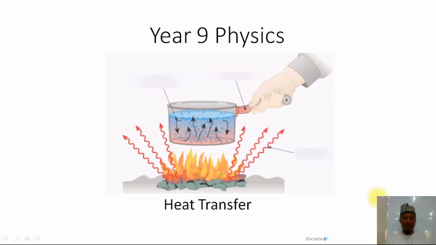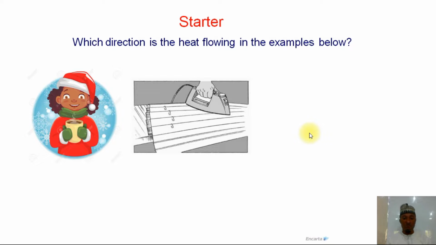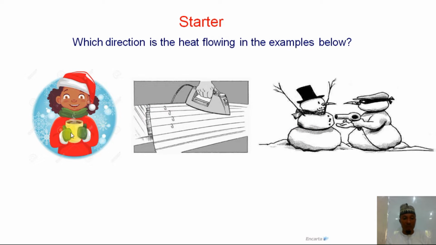In today's lesson, we are going to consider heat transfer. Now, which direction is the heat flowing in the examples below? Of course, in this case, the heat flows from the cuff to the hand. In this case, from the pressing iron to the clothes. And in this case, from the dryer to the snowman.